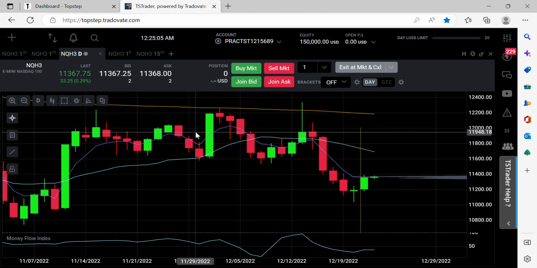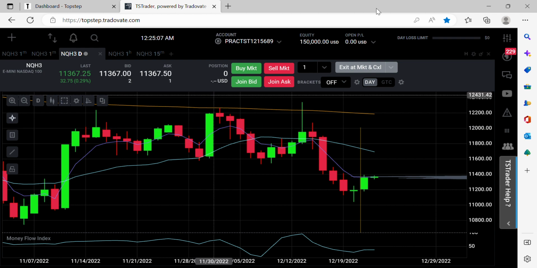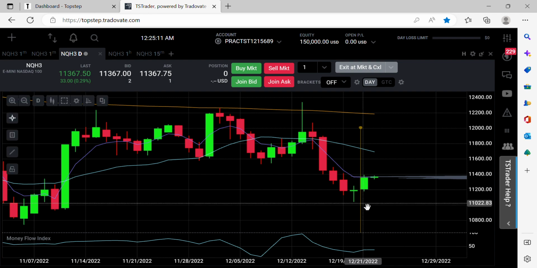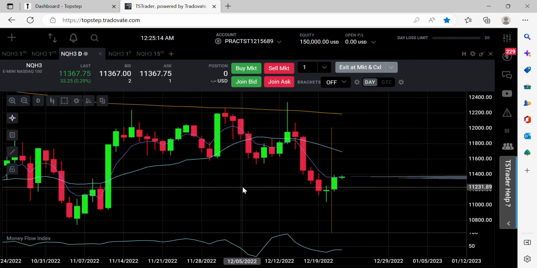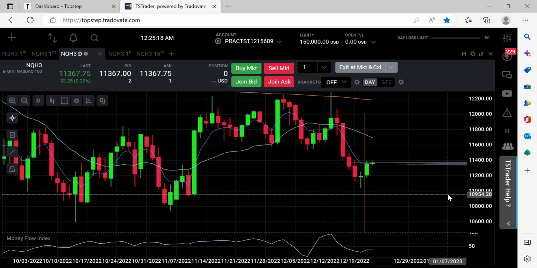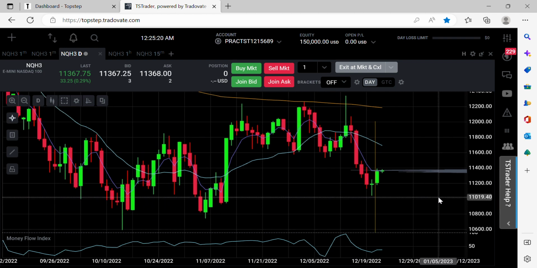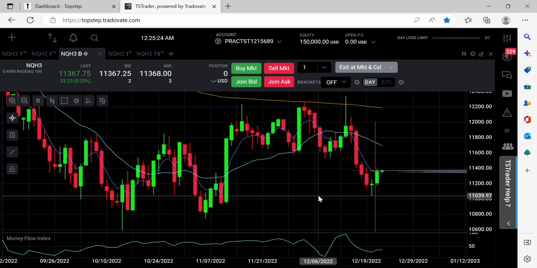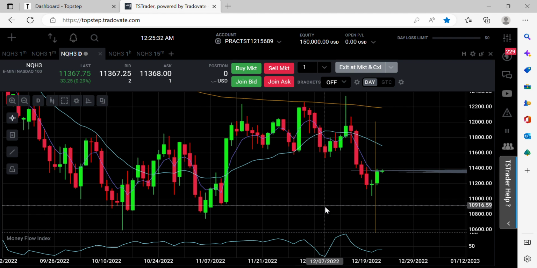Alright, let's look at trading the NASDAQ on the 21st. And like most things, we're going to start with the daily. And I like to go back a couple days, but it is interesting to see how history tends to repeat itself over and over again.